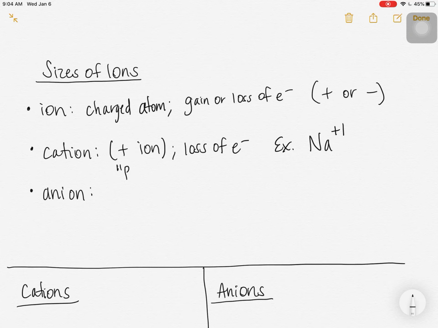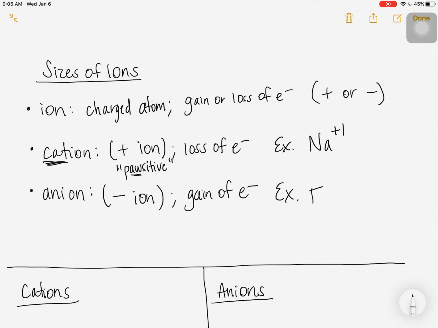Remember my silly way to remember, right? A cation is positive. Okay, super silly, but it's the way that you can remember. So then an anion is your negative ion. That is a gain of electrons. And remember, that one's a little easier to justify, because the thing is gaining, but it's gaining negative electrons, so it would acquire a negative charge. So that would be like fluorine with a -1. So again, fluorine -1 is an ion, but more specifically, fluorine -1 is an anion because it is negative.